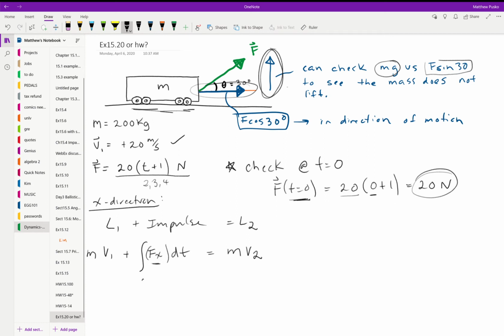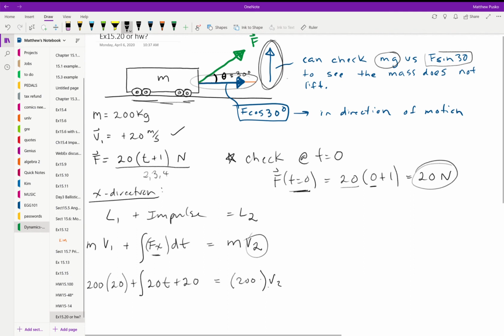We know what the force is. It is 20t plus 20. It's easier to integrate if you expand it, for me at least. We know what the mass and the velocity are. We have a 200 times a 20 right here, and we don't know what this final velocity is, but we know the mass, and it is 200 kilograms times v2, we'll call it.